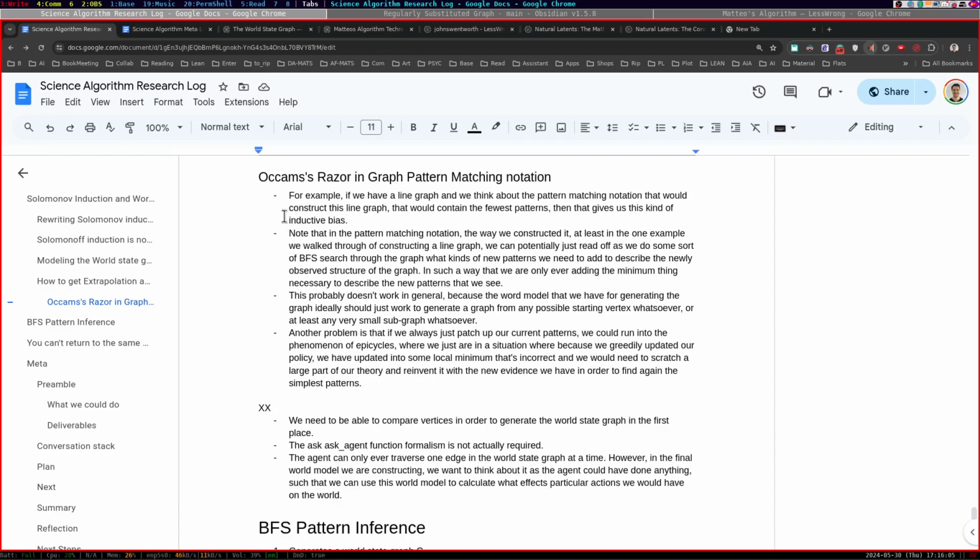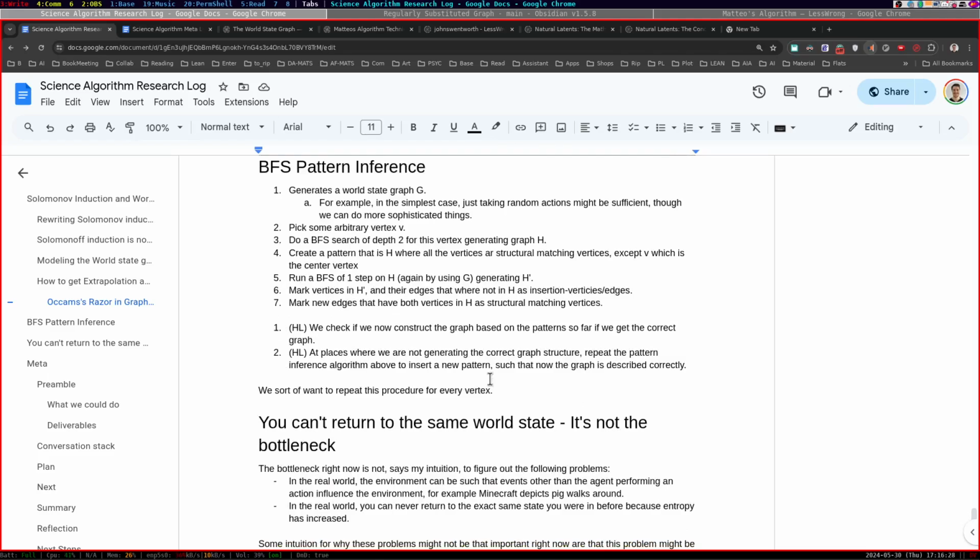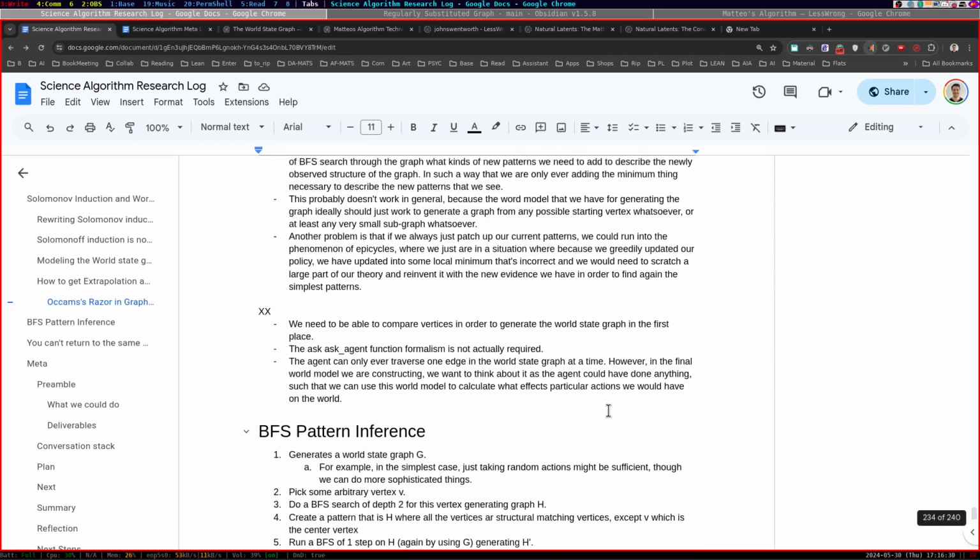Yes, I said we want to have the fewest patterns. But this is not what we want. I'm pretty sure when I wrote that I actually meant the lowest complexity patterns. But yes, what you said is definitely the thing that we want.